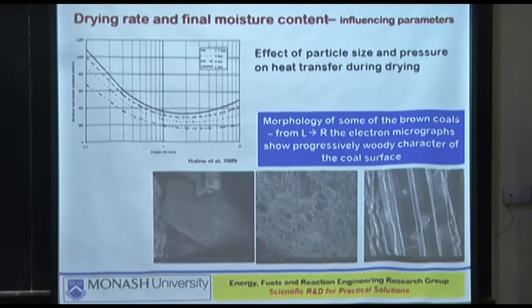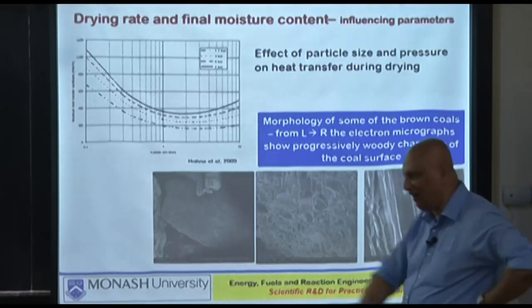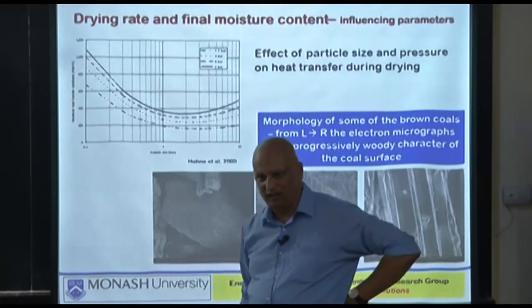So the point I'm trying to make here, from left to right, the electron micrographs show progressively woody character on the coal surface, and it's extremely important to know this through fundamental research whenever you are doing technology development work. Scientific research is absolutely sacrosanct. You cannot say that I will just try it and then see what happens.